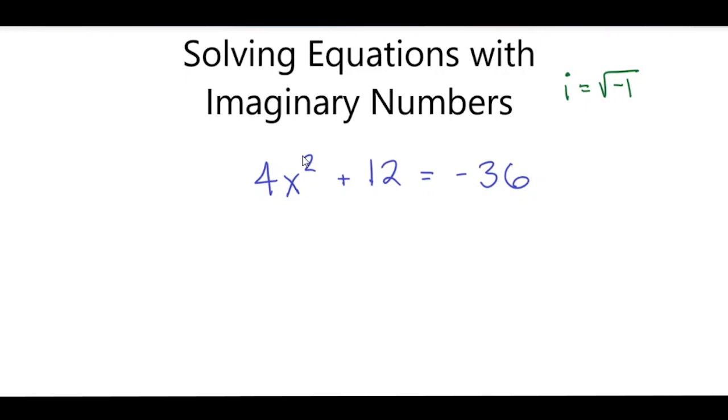Hello again. Today we're solving equations with imaginary numbers. So here I have 4x squared plus 12 equals negative 36. And my goal is going to be to get the x by itself so we can solve for x.